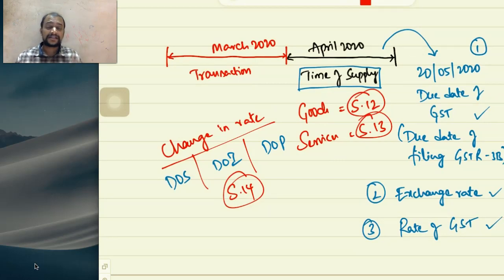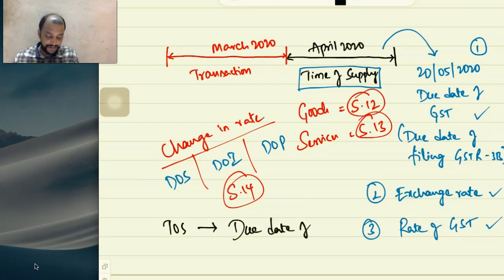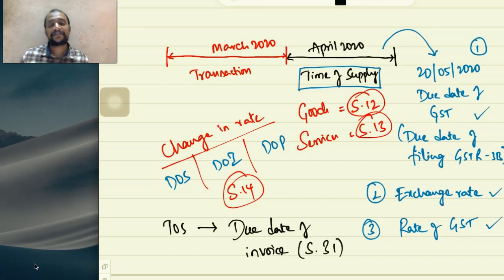Now, this time of supply in turn depends upon the due date of invoice. So time of supply depends upon what? The due date of invoice. This due date of invoice is given in section 31, and now we are proceeding to section 12, 13. Along with that, we are also discussing the section 31 due date, because I told you that time of supply and the due date of invoice are interconnected.